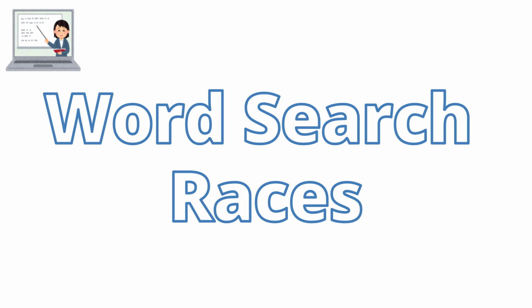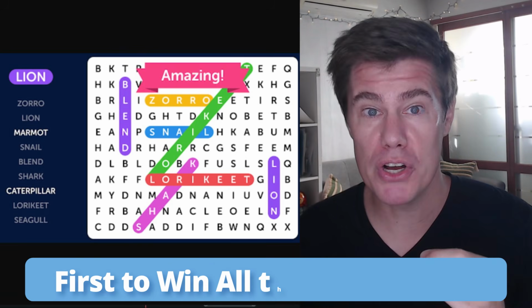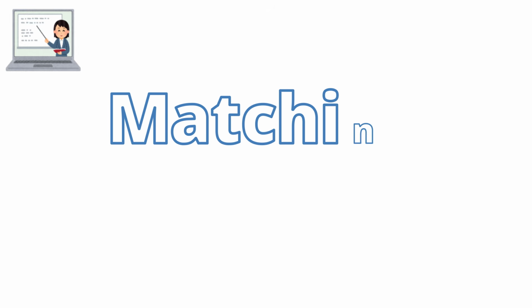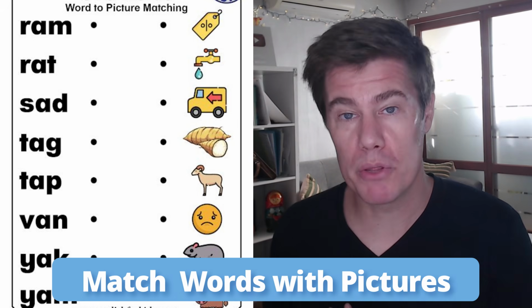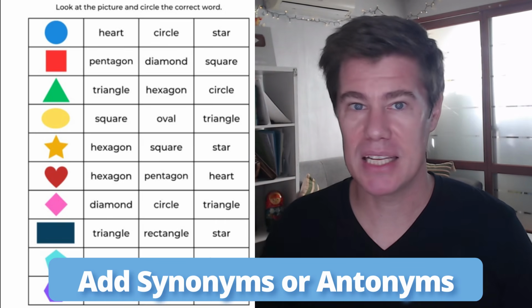Word search races. Share a digital or printed word search. The first to find all the words wins. It's great for spelling and visual word recognition. Matching games. Match words with pictures or definitions online or in cards. Add synonyms or antonyms. It's great for reinforcement and categorization.